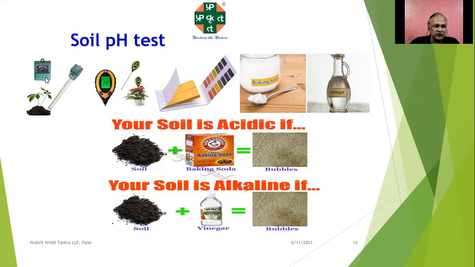So you set the switch to moisture, and you first measure the moisture. If moisture is less, water it first, and wait for half an hour so that the water is well and uniformly distributed in the container. Then after half an hour or so, you insert this again and set it to pH, and you will be able to measure the pH. So this instrument measures the moisture as well as pH, and both are important.